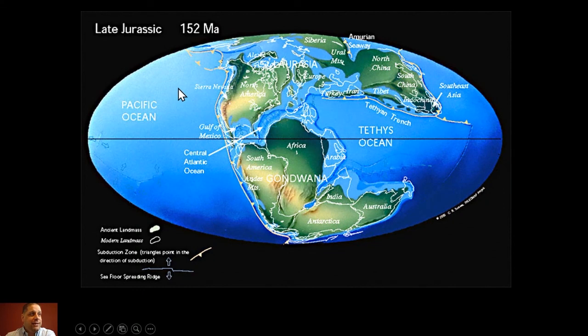Here's the late Jurassic, right? This is well into the age of the dinosaurs, and we have kind of a recognizable North America, a growing Atlantic. Here's that Tethys Ocean. South America and Africa and India and Antarctica and Australia are all still together as Gondwana lands. This is Laurasia, which has Europe as a series of islands.